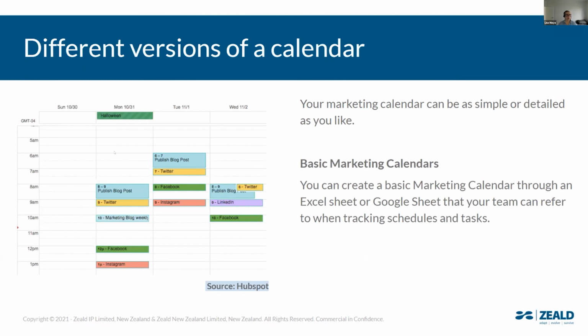So here it's just quite a simple calendar, which just highlights when things are being published and then on what different platforms it's being published on. So, publishing my blog post, then I'm sending it out on Twitter at 9. Then I'm doing email marketing, so an email marketing blog weekly to all my email database. And then on Facebook and Instagram, I'm posting at 12 and 1.